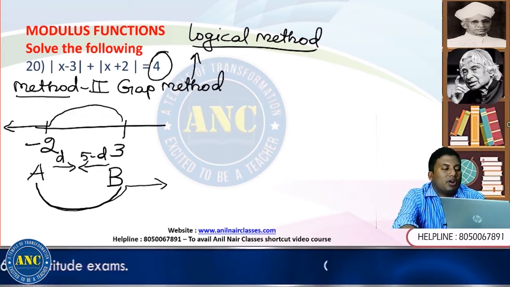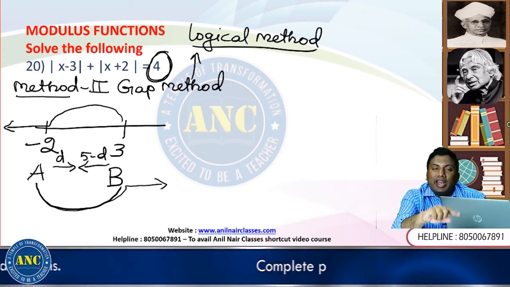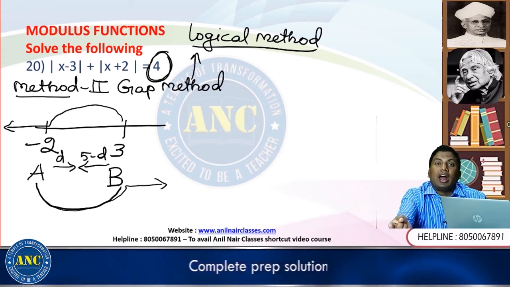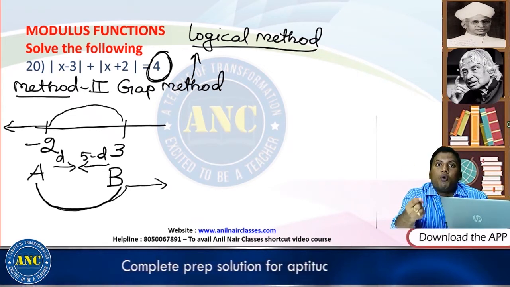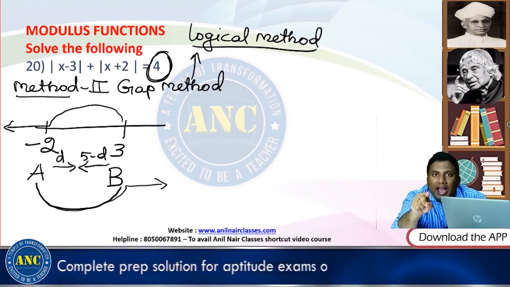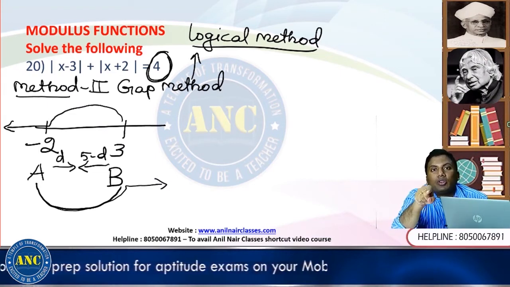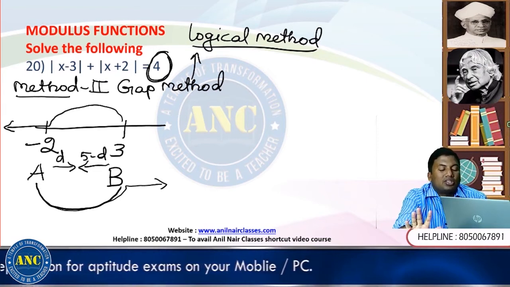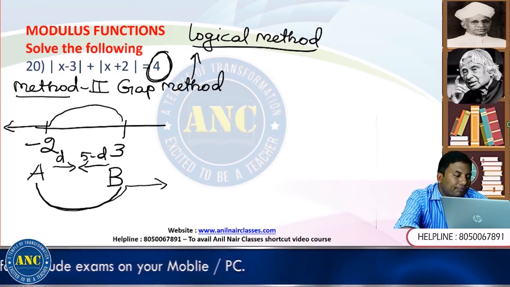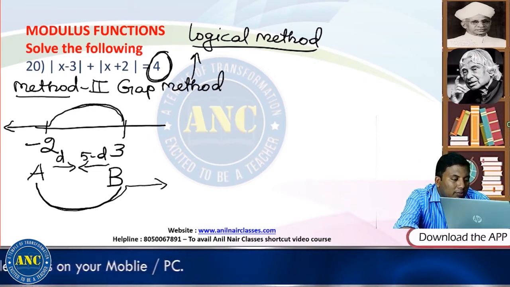But how much do I want? 4. For A to meet B, I need to travel a minimum of 5. Only if I travel 5, I will meet B. But according to the question, it is 4. That means A cannot come to B. B has to come to A.